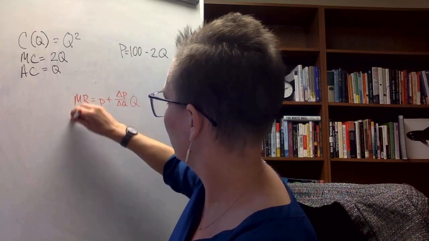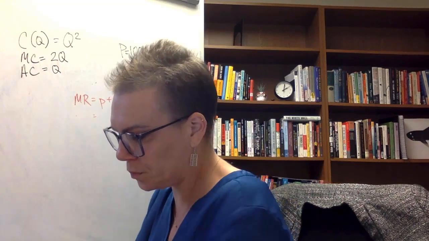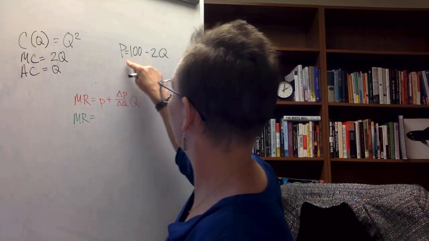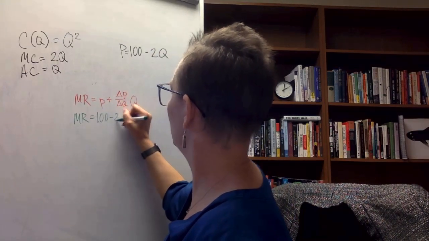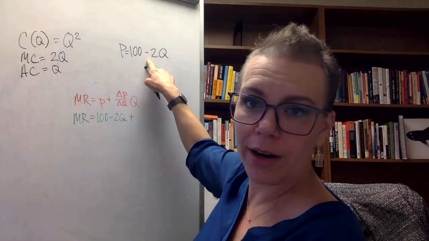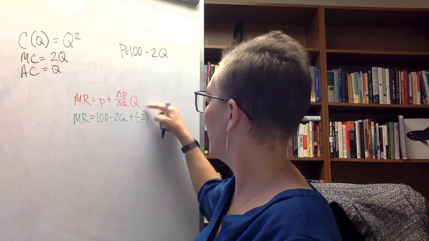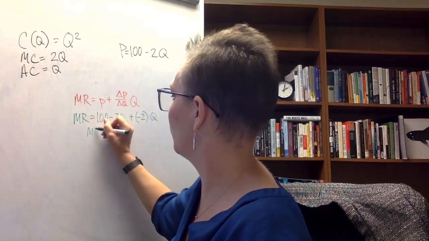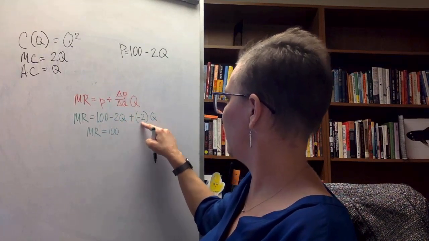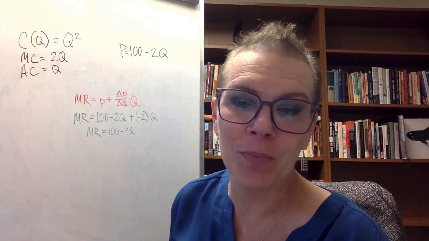We're going to insert the inverse demand function in here. Marginal revenue equals the inverse demand function, 100 minus 2Q, plus this coefficient on our inverse demand function, -2, which is the change in P over the change in Q. So we'll put that in there, and then Q. That gives us a marginal revenue curve of 100 minus 2Q plus -2 times Q, which is going to be 100 minus 4Q.